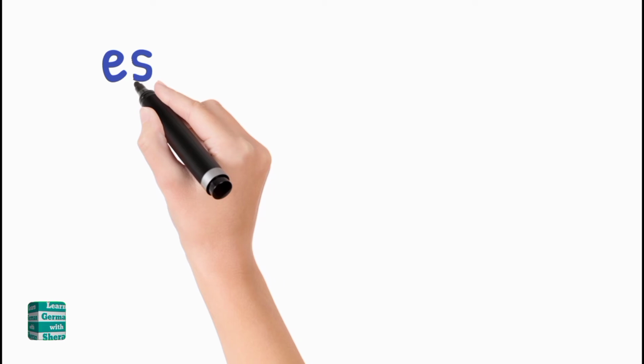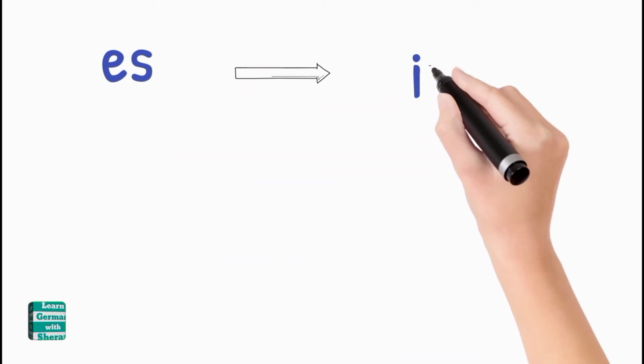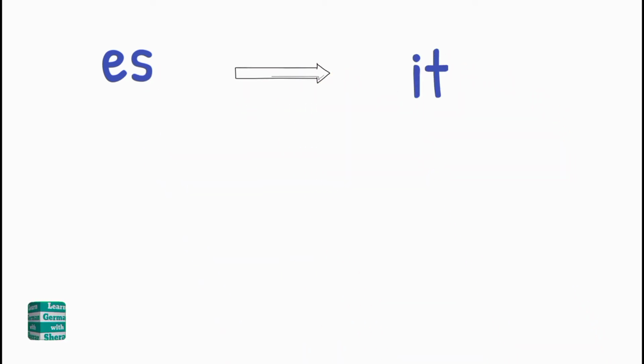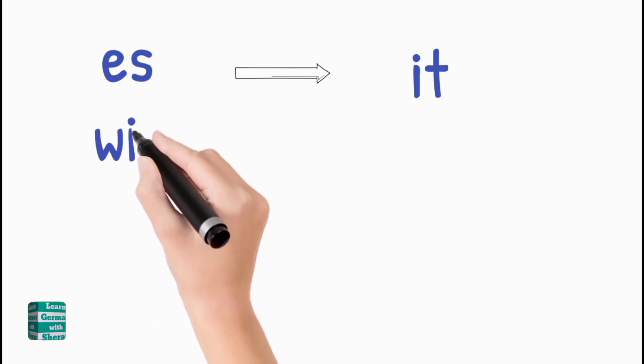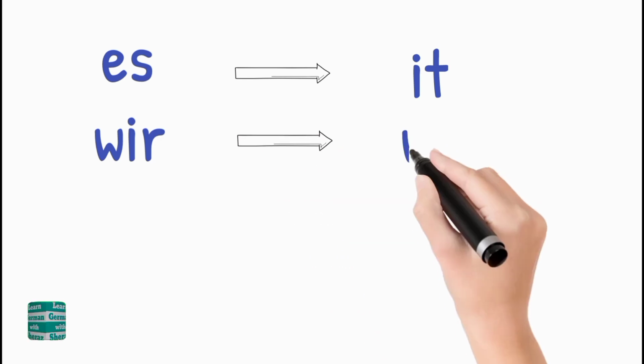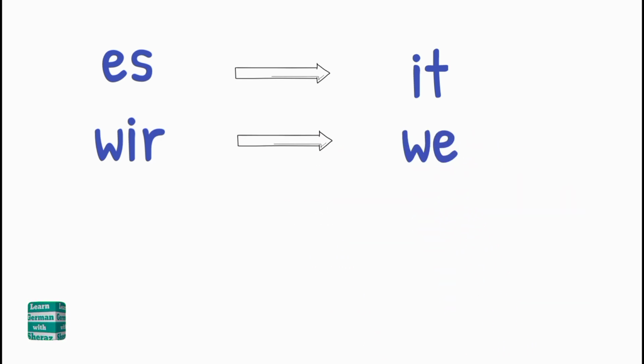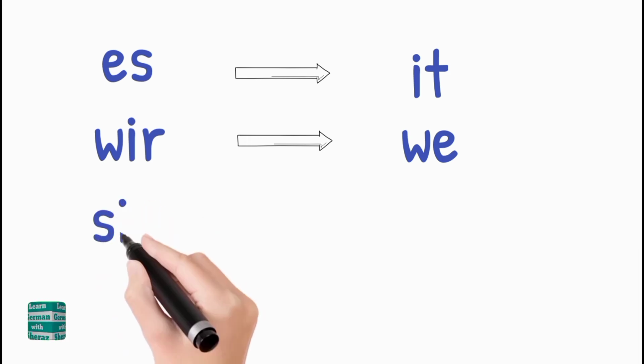So next one is es. It means it. Just like in English, it's a chair or it's a TV. In Deutsch, es ist Fernseher. And then is wir. Wir means we are, many people, like 5 people, 3 people.